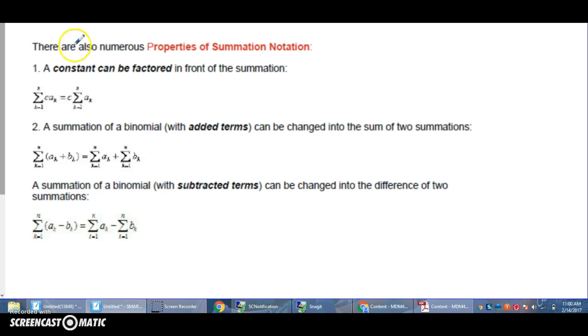Other things you want to look at are properties of summation notation, so some general properties. If there's a constant, you can factor it out.